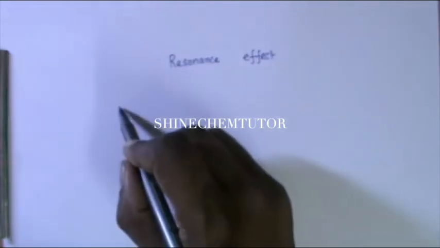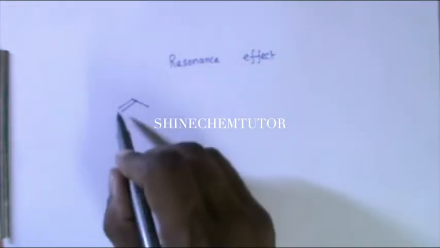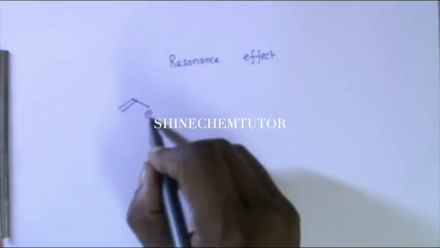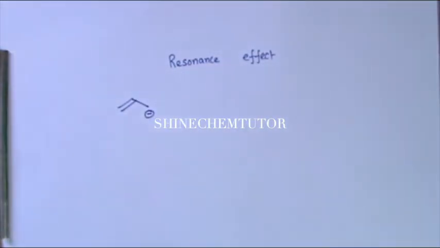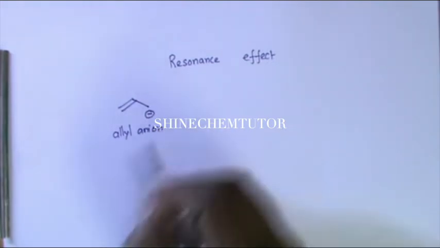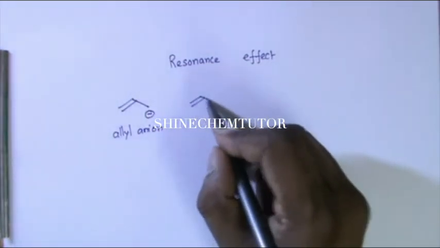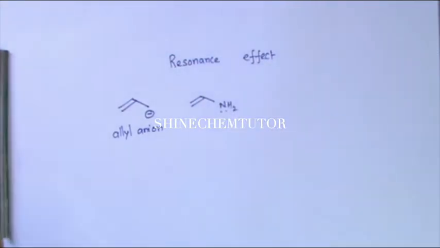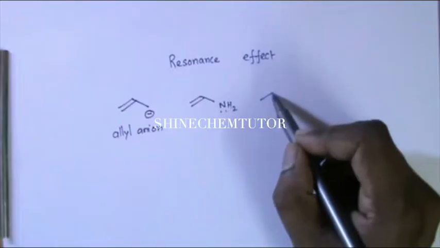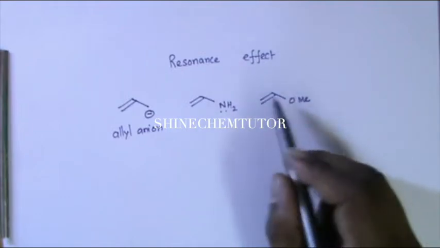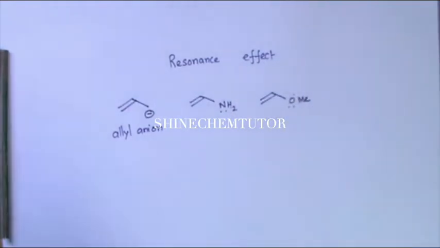What is resonance effect? In order to explain that, I go for a system like this, a double bond. The carbon which is attached to the double bond has a negative charge. So basically it is allyl anion. I go for another system in which it is attached with an amine. The nitrogen has a lone pair of electrons. There is one more system like this, vinyl ether, methyl vinyl ether. This oxygen has two lone pairs of electrons.